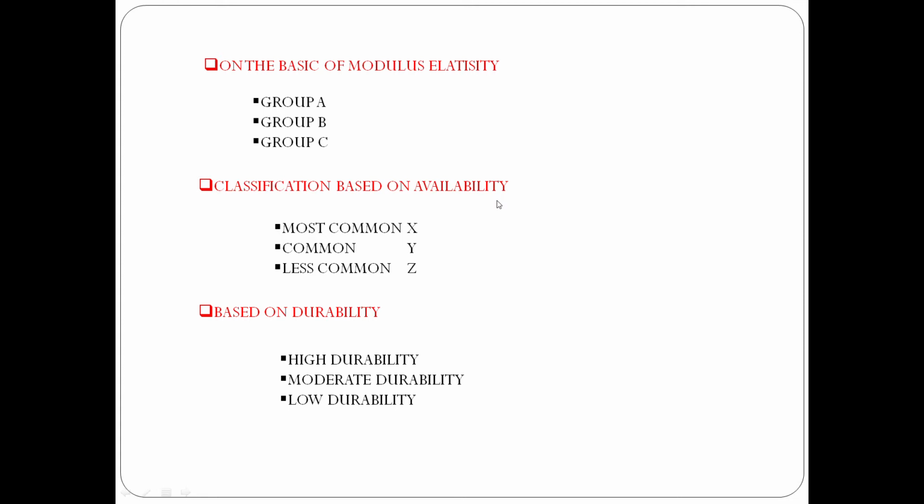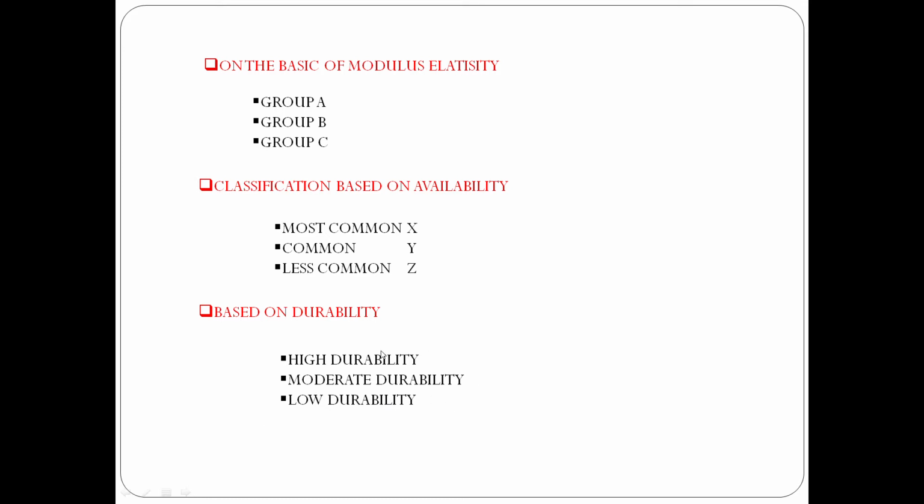Classification based on availability. Based on availability, there are three types: most common X, common Y, and less common Z. Now, based on durability, test specimens of size 600 cross 50 cross 50 millimeter are buried in the ground to half their lengths. There are three types based on durability: high durability, moderate durability, low durability.